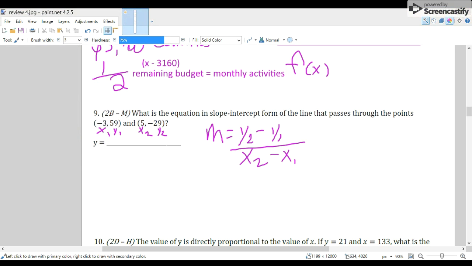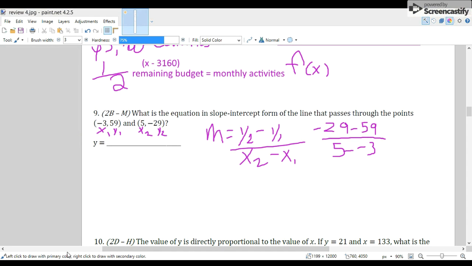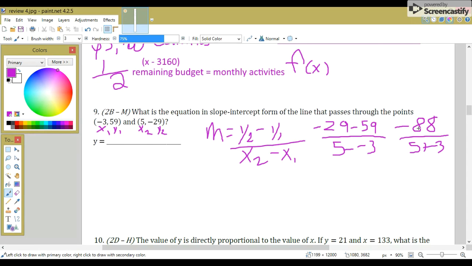You should get this. From here, we have two negatives. That makes a positive. So we have -88 over 5 plus 3. We have -88 over 8. That equals -11. That's our slope M. Now we need to find B.